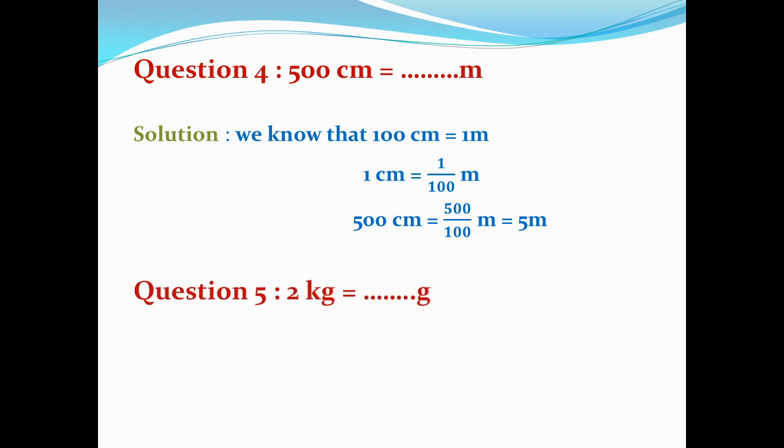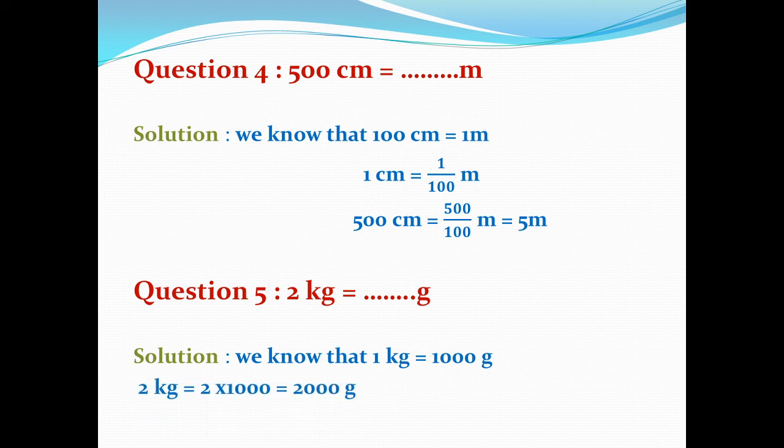In this question, we want to calculate 2 kg is equal to how many grams? So, we know that 1 kg is equal to 1000 gram and 2 kg is equal to 2 into 1000, that is 2000 gram.